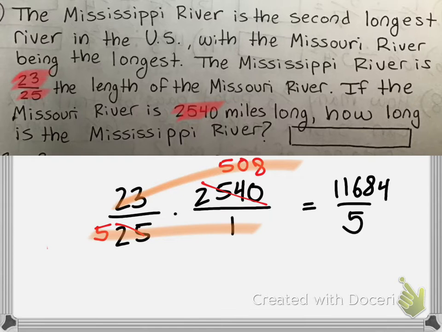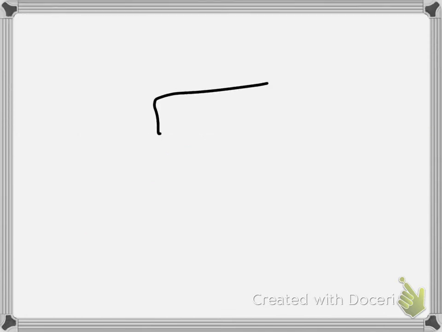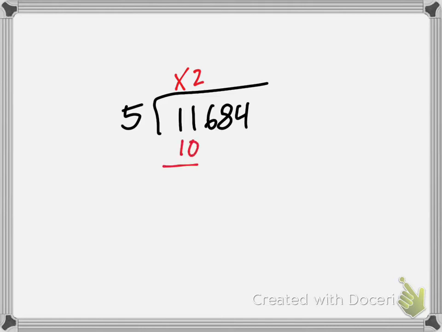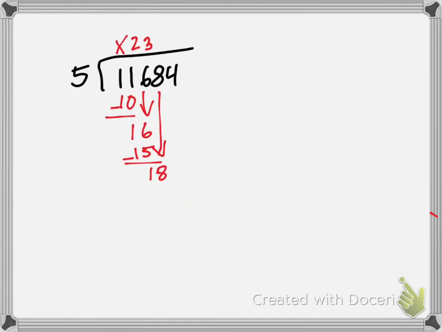Excellent. Then we're going to do our long division method to solve. 11,684, and then we're dividing it by 5. Does not go into 1, it goes into 11 2 times. That's 10. We subtract 1. Let's see. Amelia, how many times does 5 go into 16? 3 times. That's 15. We get 1. I bring down my 8. I want to know, Lila, how many times does 5 go into 18?